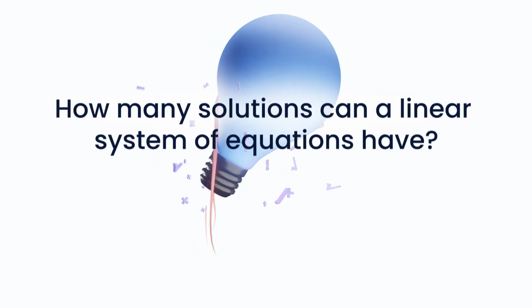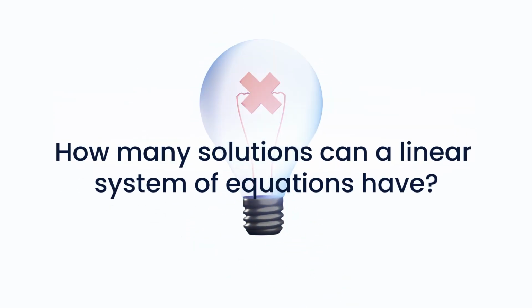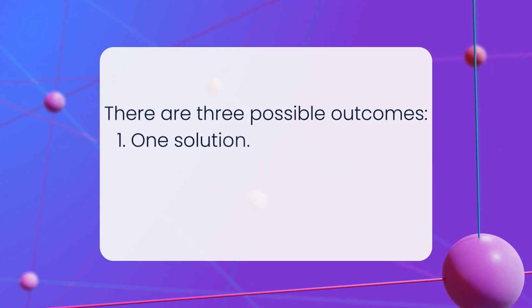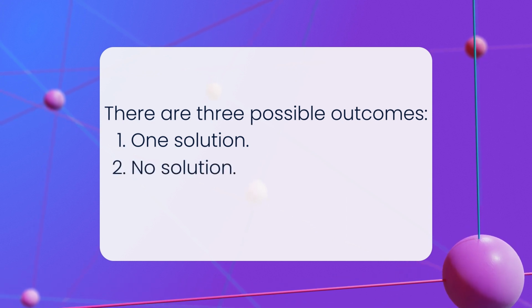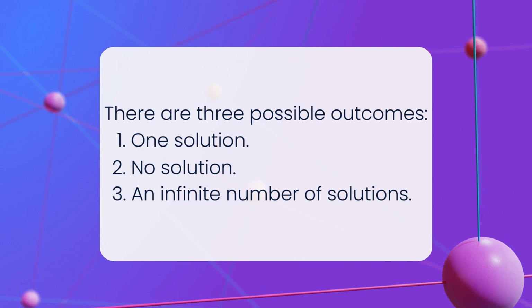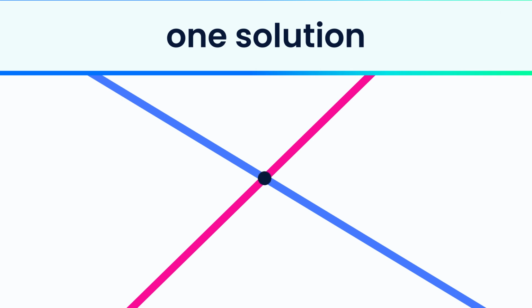How many solutions can a linear system of equations have? There are three possible outcomes: one solution, no solution, an infinite number of solutions. Let's illustrate this graphically. First, we'll take a look at a case with one solution.